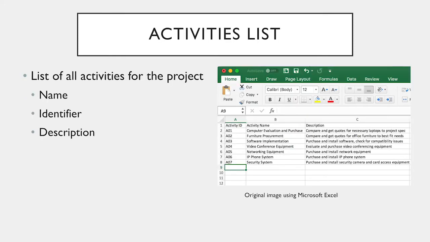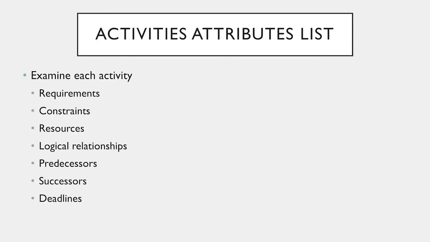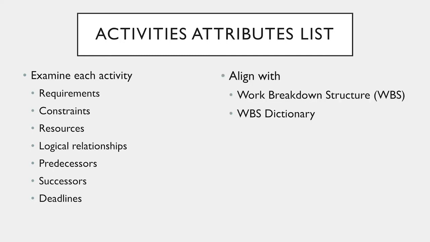Activity lists are simply Excel sheets with each activity required to complete a project. They should all have a name, a unique identifier, and a description. The activity attributes lists will further examine each of these activities for their requirements, the constraints, the resources, and the logical relationships between the predecessors and successors and the deadlines required for each activity.